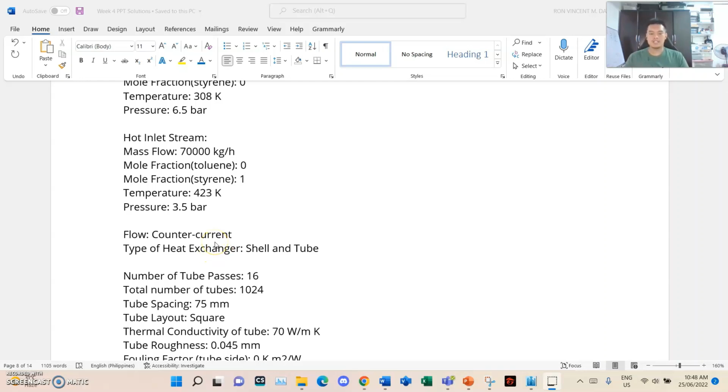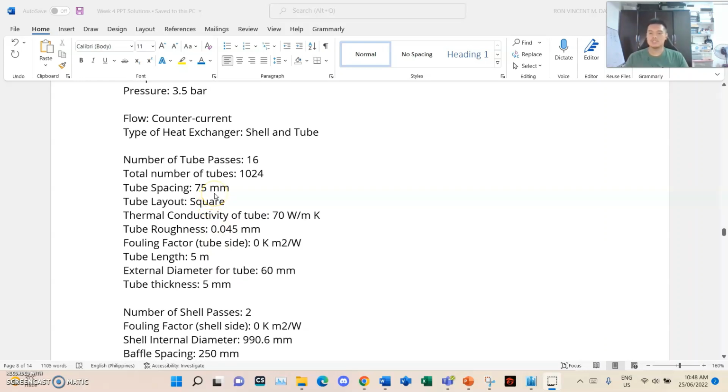The number of tube passes is 16, number of total tubes is 1024, tube spacing 75 millimeters, tube layout square, thermal conductivity of tube 70 watts per Kelvin meter, tube roughness 0.045 millimeters, fouling factor 0 Kelvin meters squared per watt, tube length is 5 meters, external diameter for tube is 60 millimeters and tube thickness is 5 millimeters.